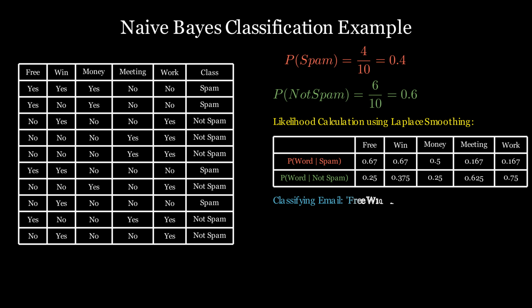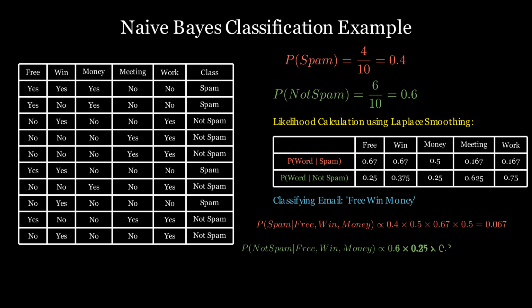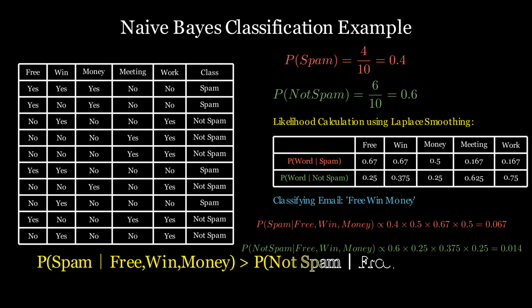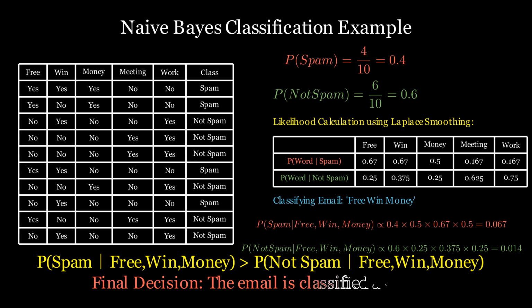Now, let's classify a new email containing the words free, win, and money. We compute the posterior probabilities for both spam and not spam. Since the probability of spam is higher, we classify this email as spam. Final decision: this email is classified as spam.